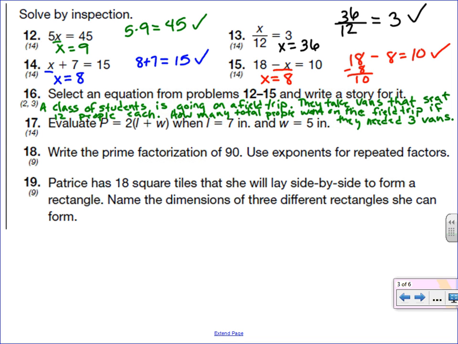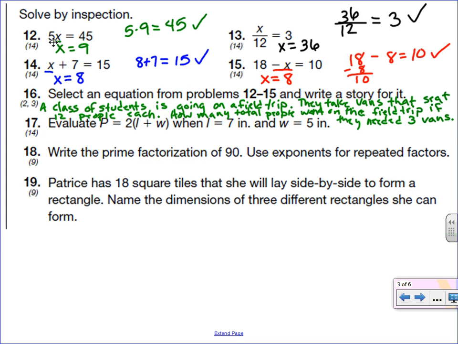So that's an example of a story. I want you, if you want points for this, to write your own story, not using number 13. So you can use 12, 14, or 15 in your story.